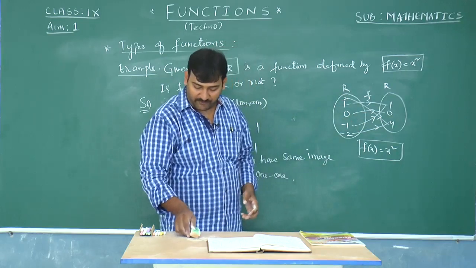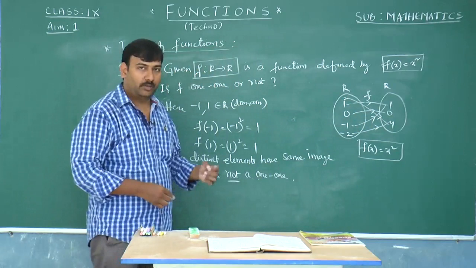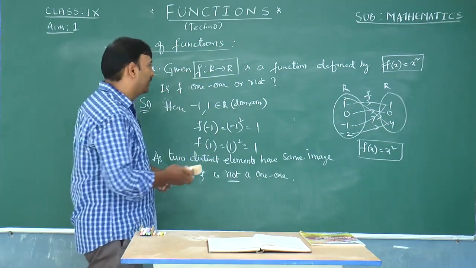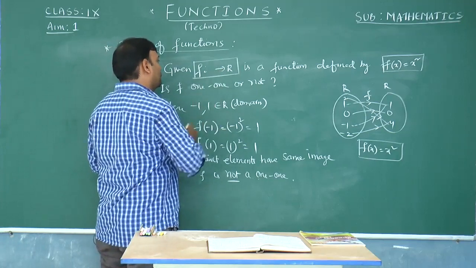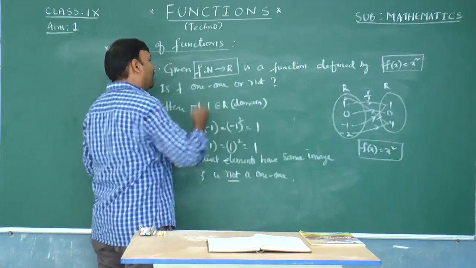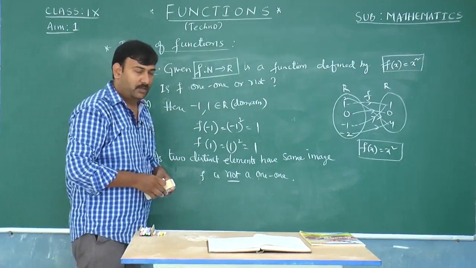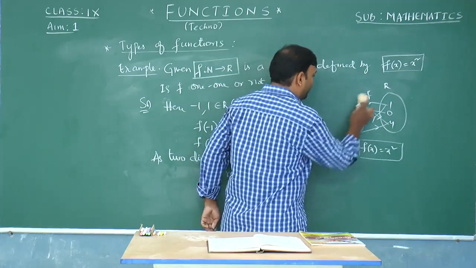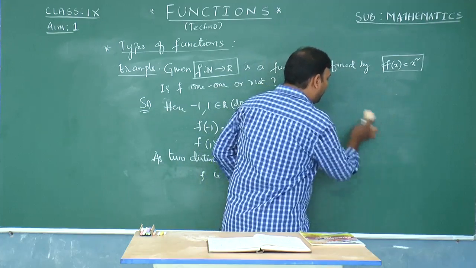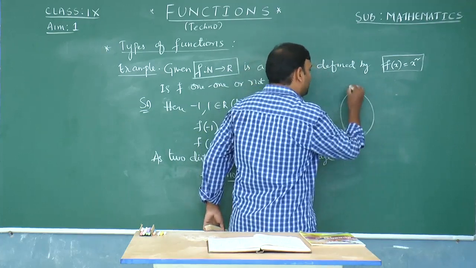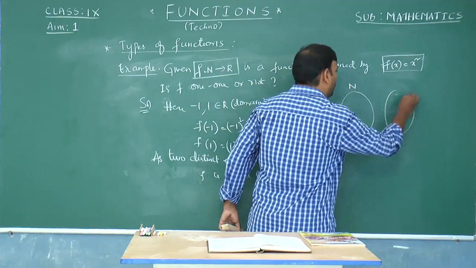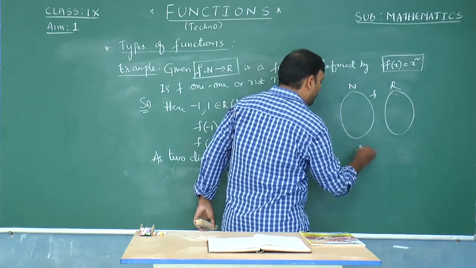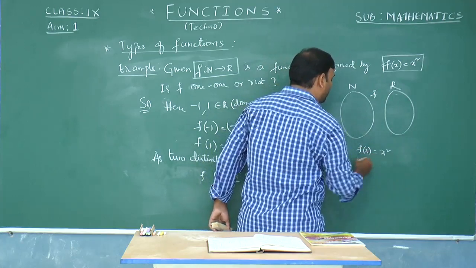In this example, if I make some small change, that is, in the domain, instead of taking the real number set, if I take the domain as the natural number set, then what happens to this problem? In this case, the domain is the set of natural numbers and the codomain is the real number set, and f has the same rule, f of x equal to x square.